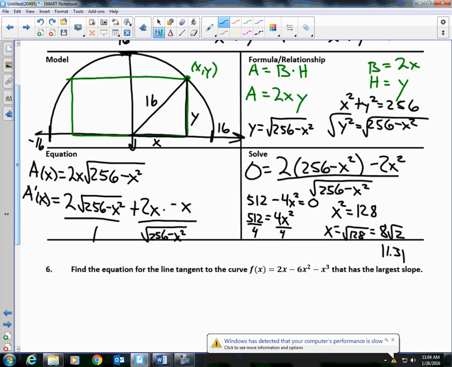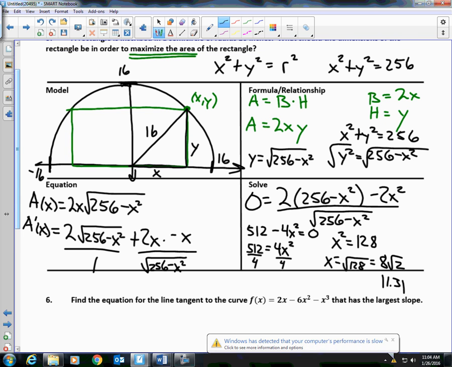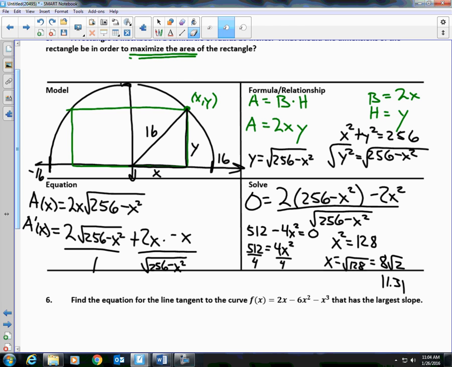Does that answer my question? What's the question? Dimensions. I need dimensions. So, what is the base? Times 2. So, 22.62 or 16 roots of 2. I'll write it both ways.